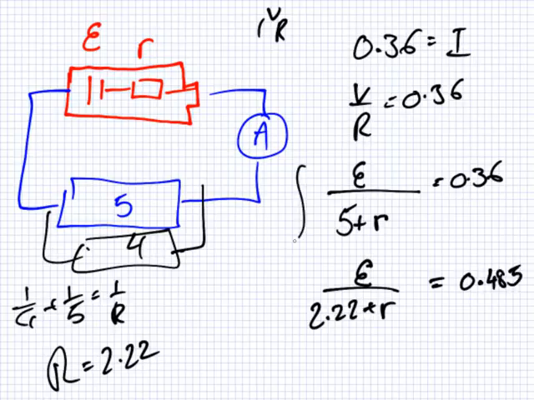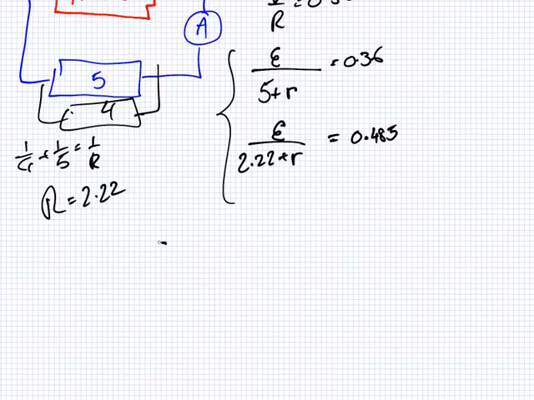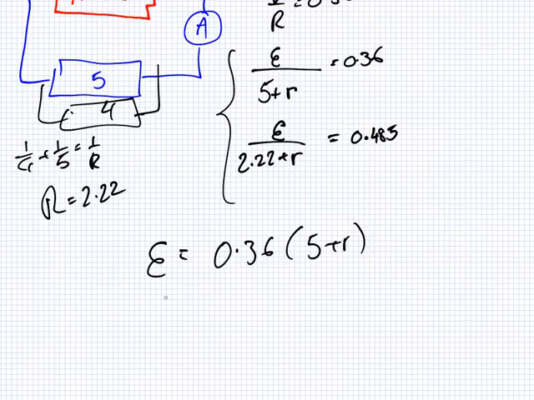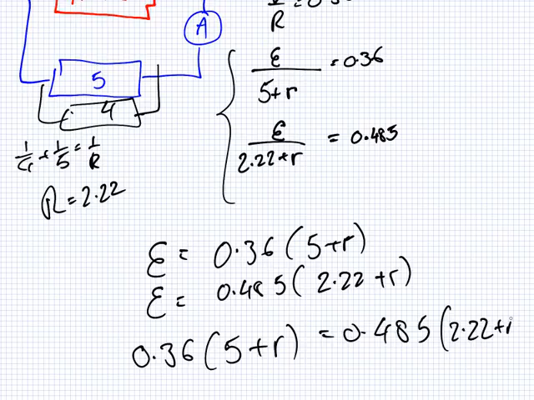So basically you have 2 equations with 2 unknowns, right? That's all. So what I could do here is write the first one as E equals 0.36 times (5 plus r), and E equals 0.485 times (2.22 plus r). And then what do I do? Make them equal, equate them, so this is equal to this. Can you find the r here? Yeah, easy peasy.